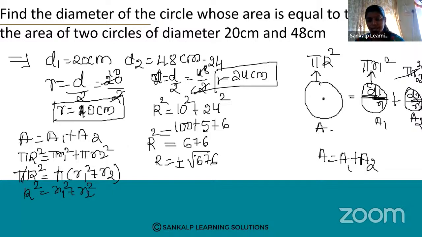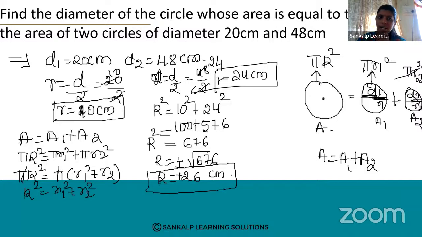676 is a perfect square number. So which number squared gives it? R is equal to 26. Yes. Plus or minus, but we consider only the positive value. Therefore, the radius cannot be negative. We consider only the positive value, plus 26 centimeter. Yes. So this is the radius of the circle.